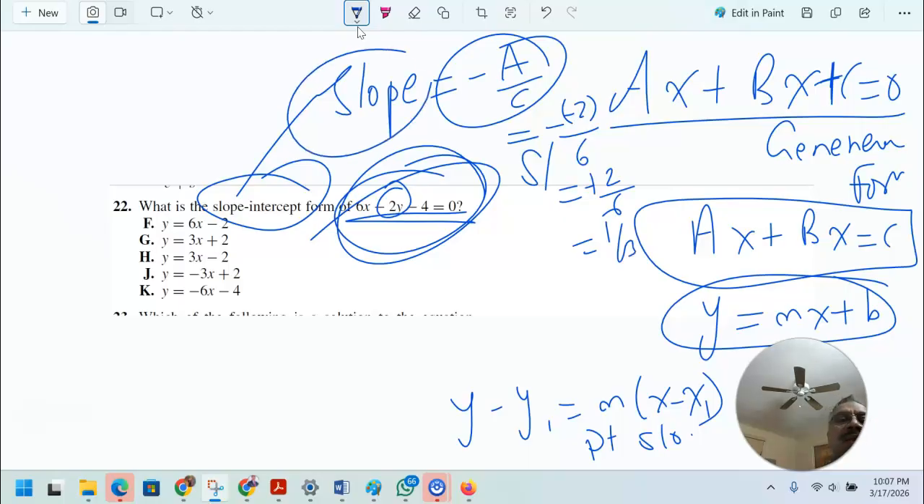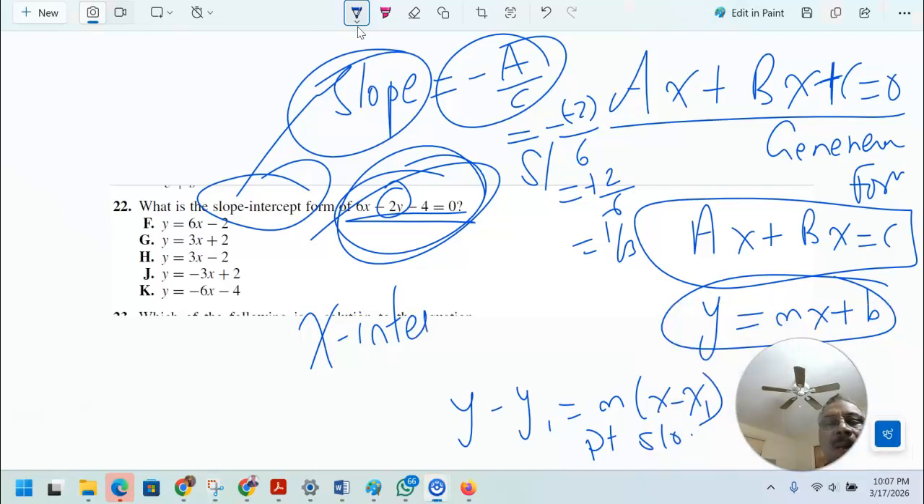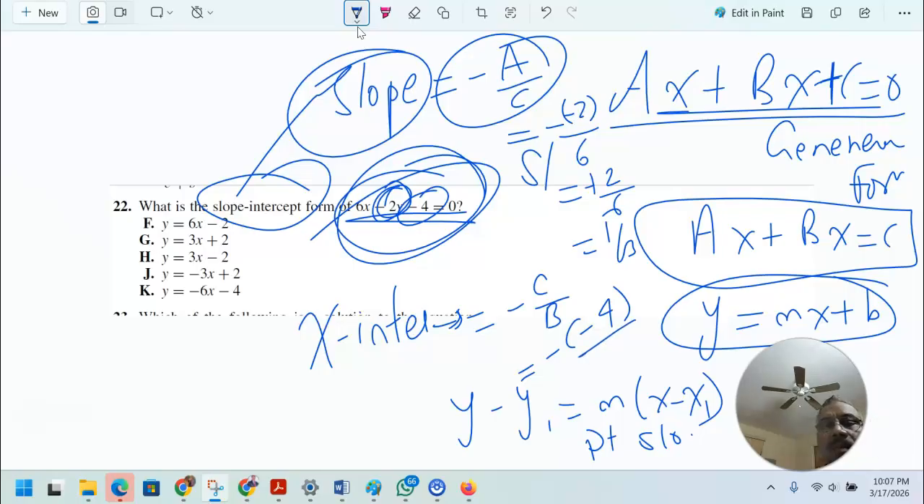Now my question is, if they had asked only for, let's say, the x-intercept in this same problem, what is the x-intercept? If you have this form, it is minus c over a. In this case, c is minus 4, and you get the answer.